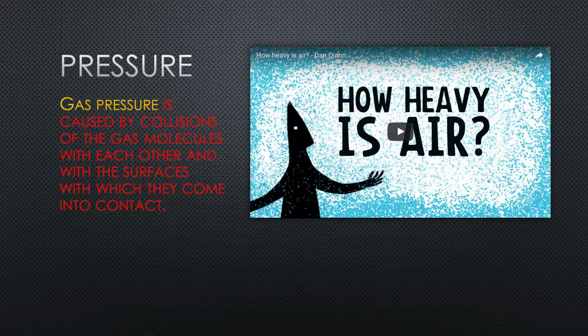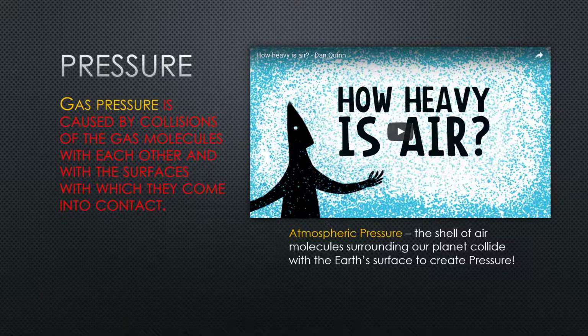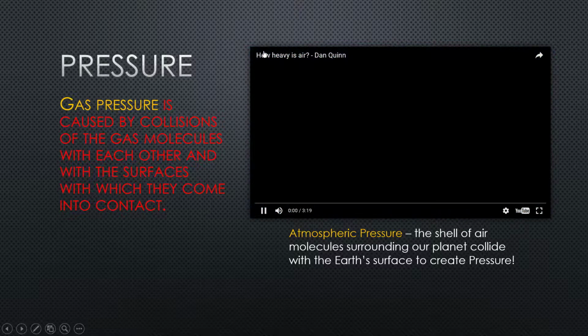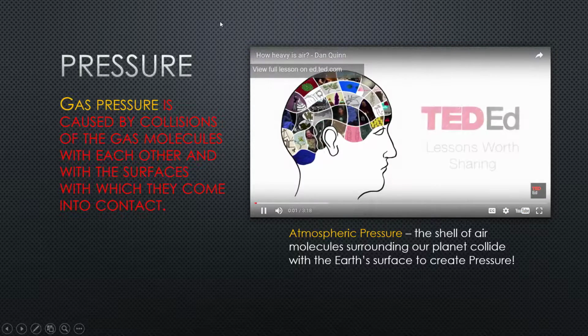Gas pressure is caused by collisions of the gas molecules with each other and with the surfaces with which they come into contact. Now we have an atmosphere surrounding the Earth, and this shell of air molecules surrounding the planet collides with the Earth's surface to create pressure. We call it atmospheric pressure. Check out this short video talking about how heavy the air is.